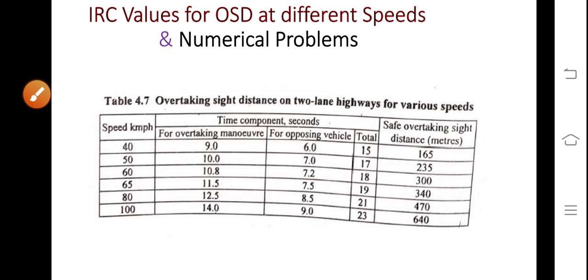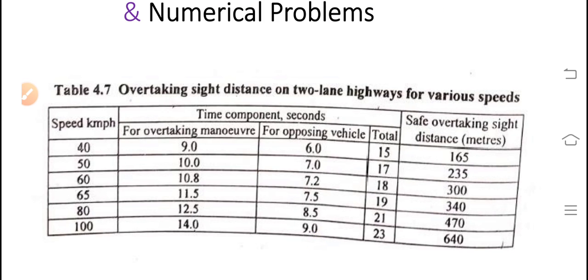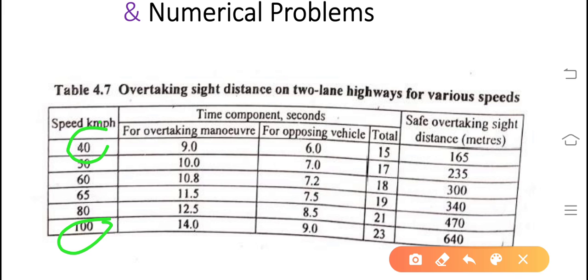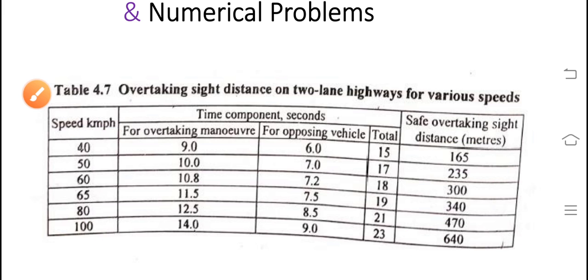Now we will solve numerical problems. Before that, what are the maximum and minimum values of OSD for different speed ranges? This is the speed range, 40 to 100 km per hour. For 40 km per hour, the distance works out to be 165 meter. For 100 km per hour, it is 640 meter. In between, you can see the variation from the table.